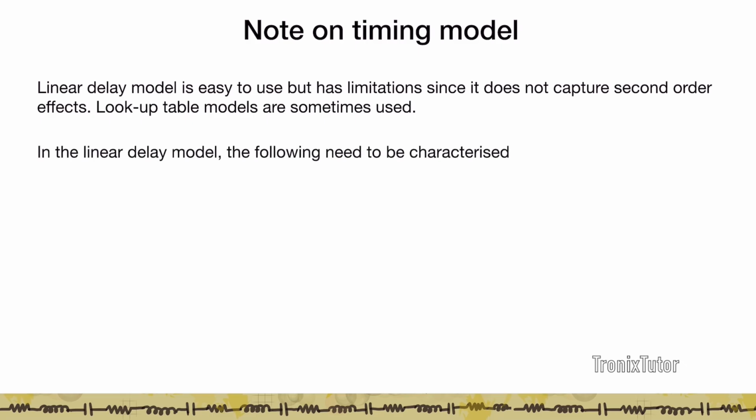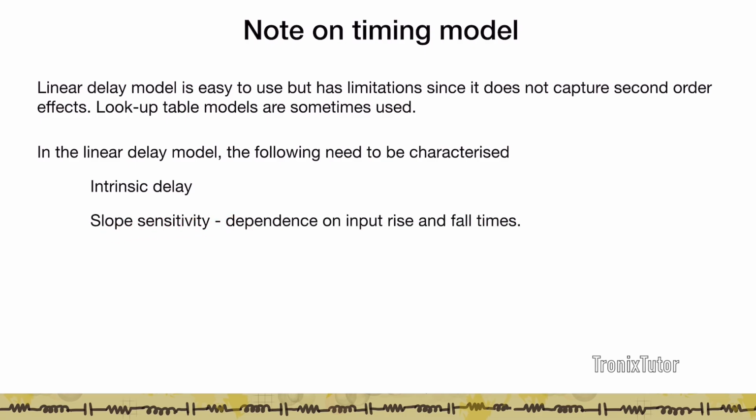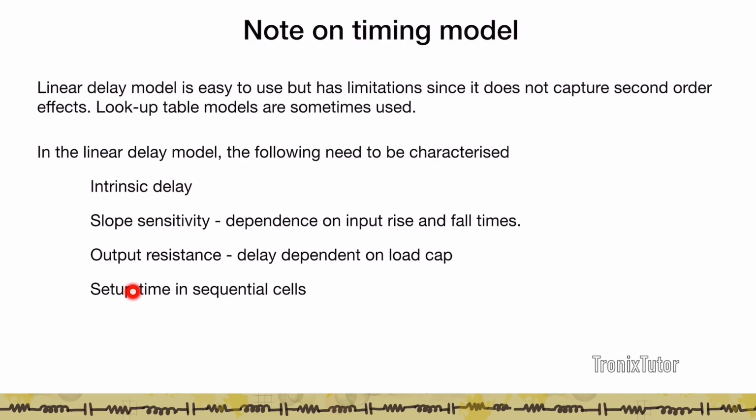Now, if you're going to use the linear delay model, you need to characterize the following things. First, the intrinsic delay of the gate, the sensitivity to slope, that is how the delay depends on the input rise and fall times, and the output resistance, and this tells you the delay dependent on the load cap. So if your load cap increases, knowing the output resistance, you get a handle on the delay of the gate. In sequential cells, you need to characterize the setup time because that is critical for determining the sequential overhead. You need to characterize the input and the output caps, especially if you want an accurate power estimation.